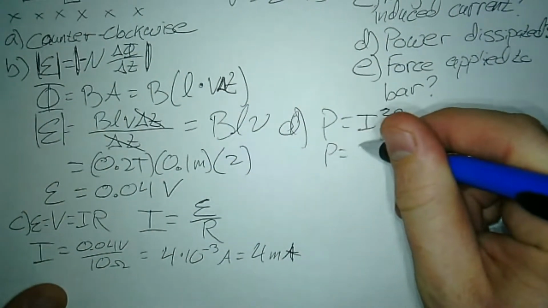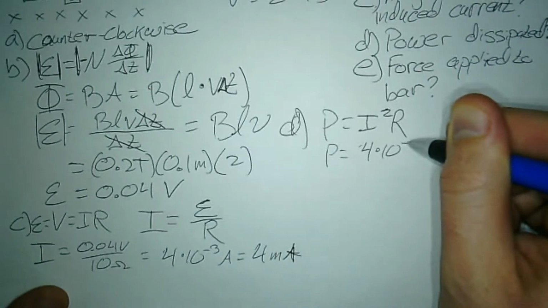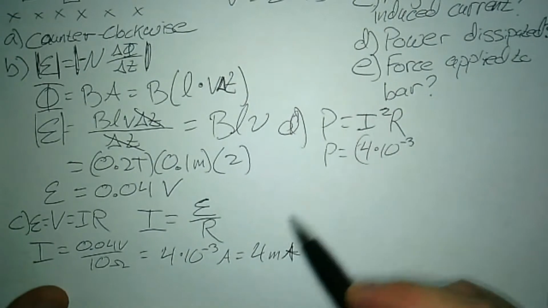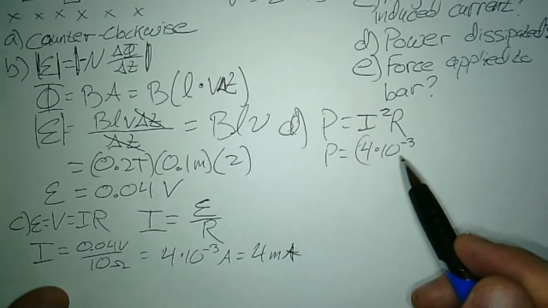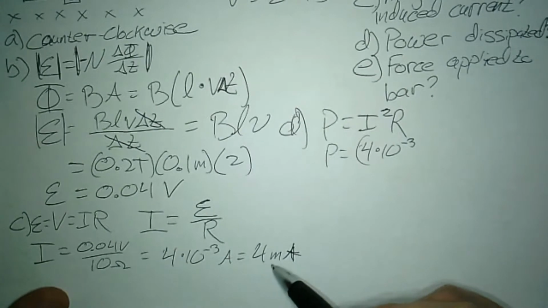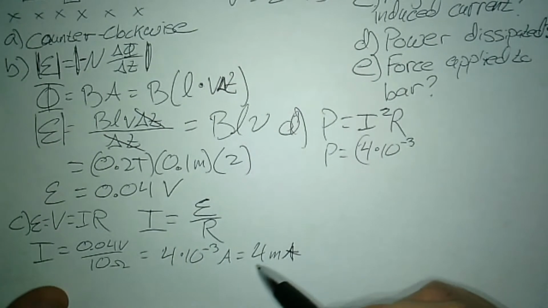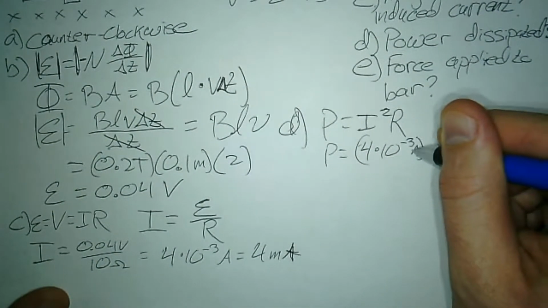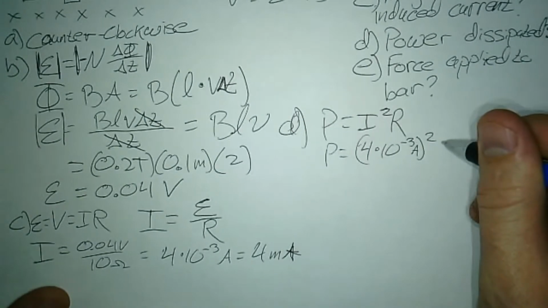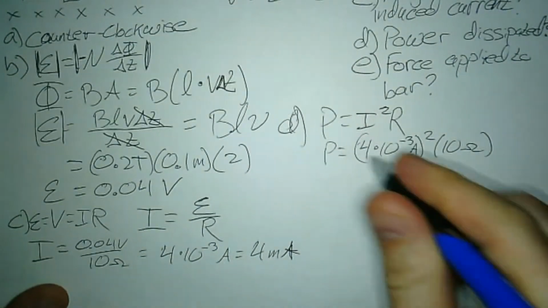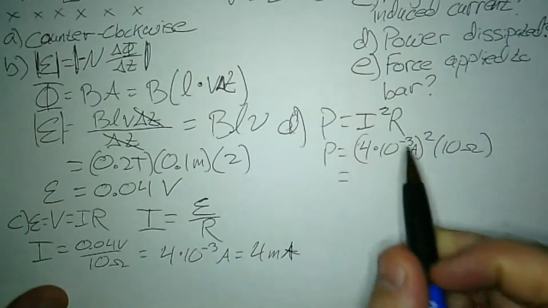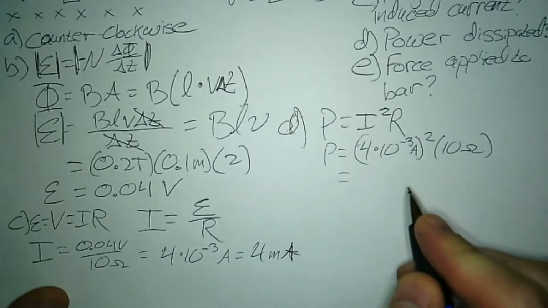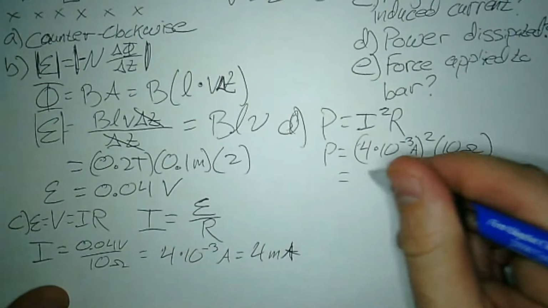So the power is going to be 4 times 10 to the negative third, because when you're working with metric multipliers, you really should get rid of them and put them back into the base level. Otherwise, I'll square it and get 16, and I'll have a problem because I won't have considered this negative 3 up here. So 4 times 10 to the negative third amps squared times 10 ohms. So that is going to be, well, 16 times 10 to the negative 6. So 1.6 times 10 to the negative 5 times 10. So 1.6 times 10 to the negative 4.